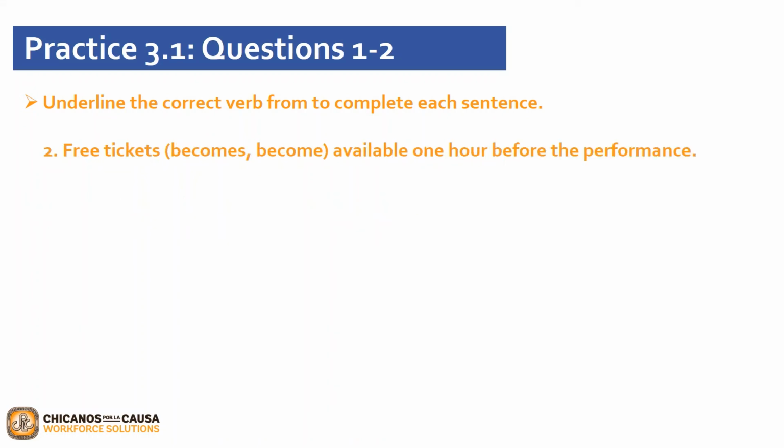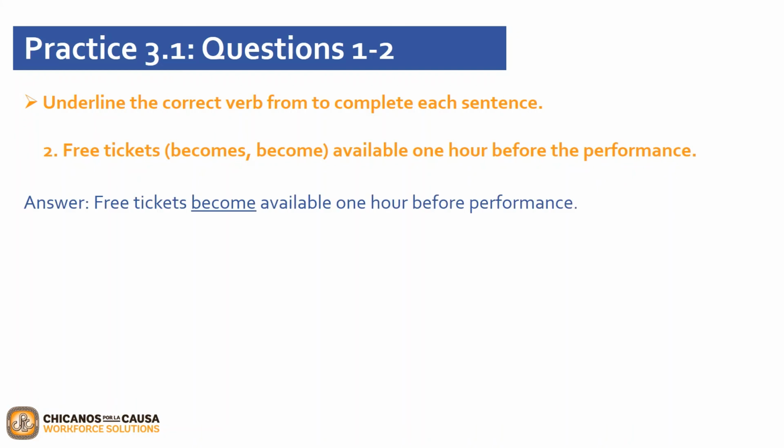The second question says, free tickets, parentheses becomes, comma, become, available 1 hour before the performance. What would be the correct verb to complete this sentence? The correct verb would be, free tickets become available 1 hour before performance.